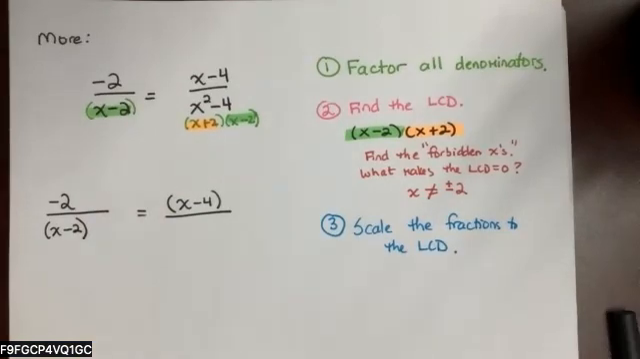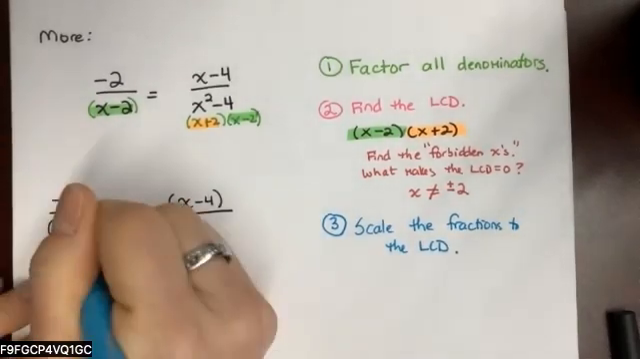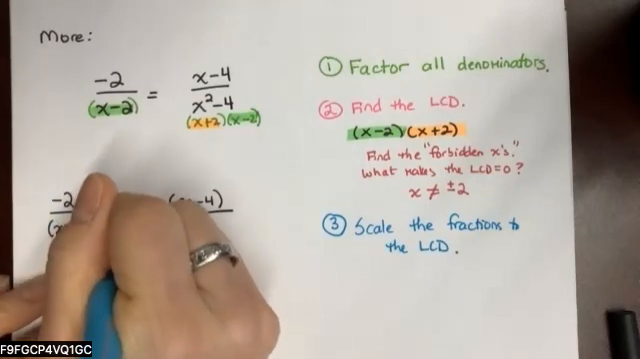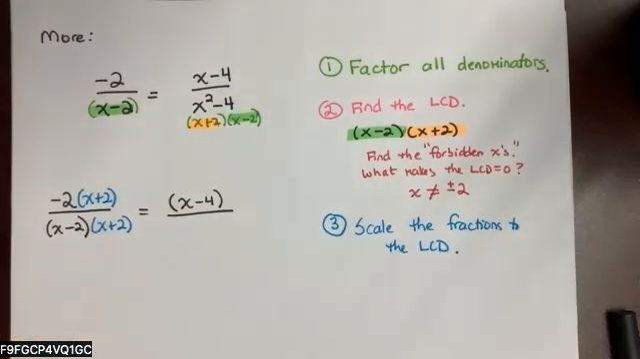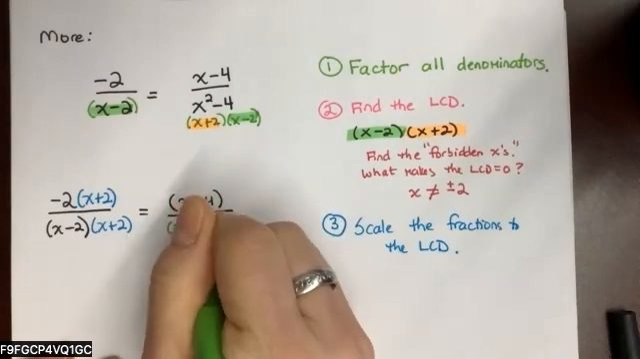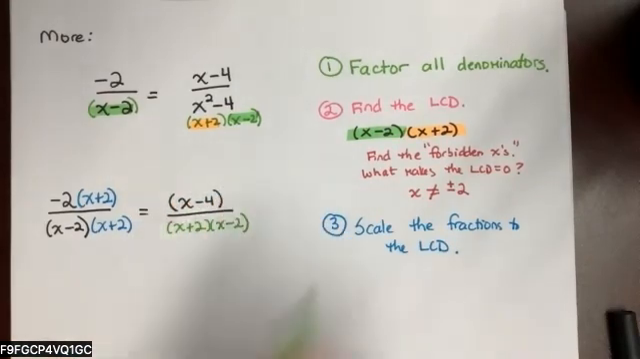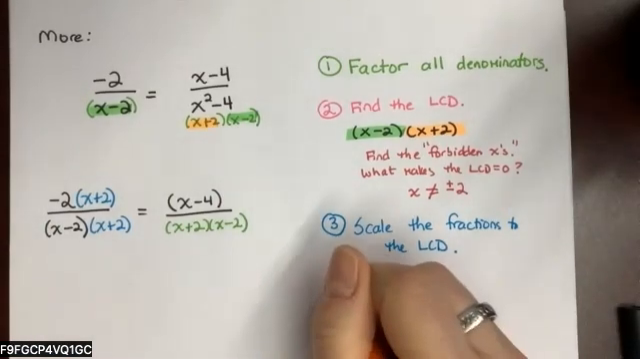So now, the first fraction only had an x minus 2. It looks like it needs an x plus 2. So I'm going to go ahead and give that top and bottom. The other fraction already had the LCD. So I don't need to do anything whatsoever. Step 4.